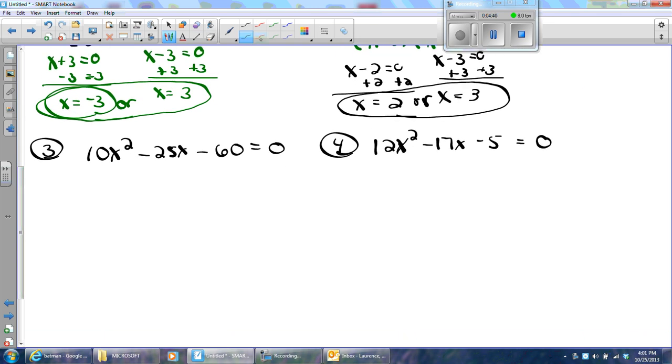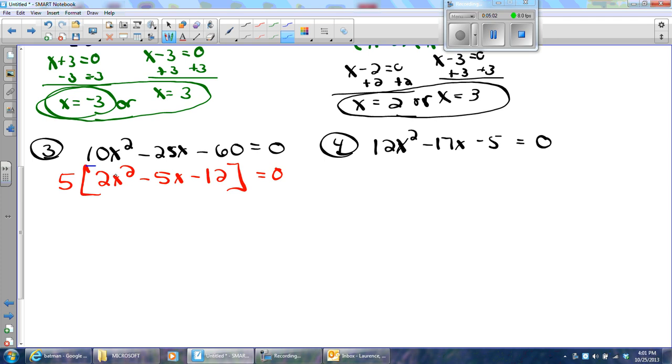Okay, number 3. I'm getting ready to factor, but you know what I notice? I notice 10, 25, and 60. I see a GCF of 5. I'm going to pull a 5 out. I'm going to be left with 2x squared minus 5x minus 12, and it's going to equal 0. I'm going to try to factor that, the 2x squared minus 5x minus 12.